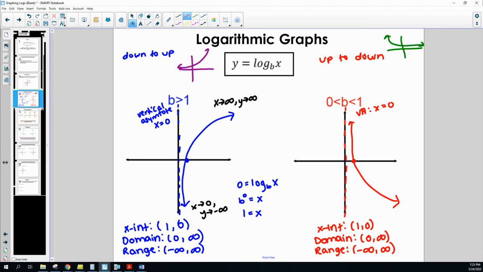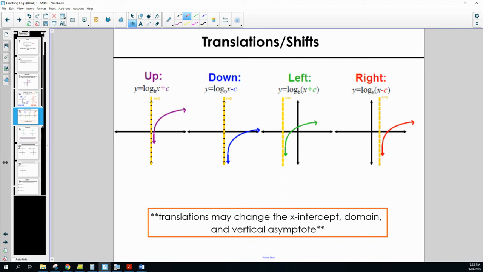So these are the basic graphs of a log. So now we're going to look at how they transform. These slides are very similar to the exponential graph slides that we had. Okay, so first we have translations and shifts. And just as a quick note, all of these are examples using b greater than 1 for the log. Obviously, if b was between 0 and 1, the shape of these would be a little bit different, but the same idea. Okay, so with translations and shifts, we have movement up, down, left, or right. And the little note on the bottom is the complete opposite of what it was for an exponential. So translations may change.